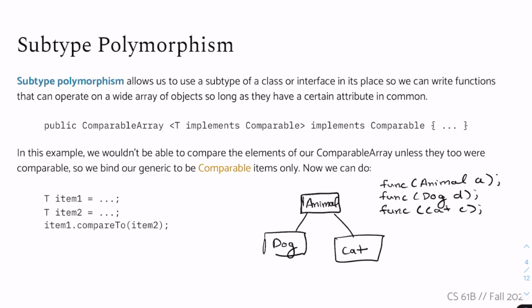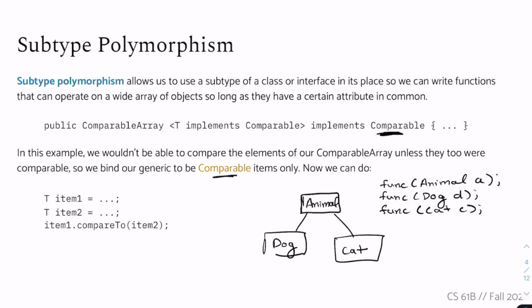Subtype polymorphism is not just limited to classes, it's also usable with interfaces. So an example would be Comparable, which is an interface that allows us to compare items, and it returns an integer that's either negative, 0, or positive. And so let's say we are creating an array that's a comparable array. This means if it implements Comparable, then this array has a compareTo function. And let's say within that compareTo function, we want to run compareTo on each individual of the array against each individual of the other array.